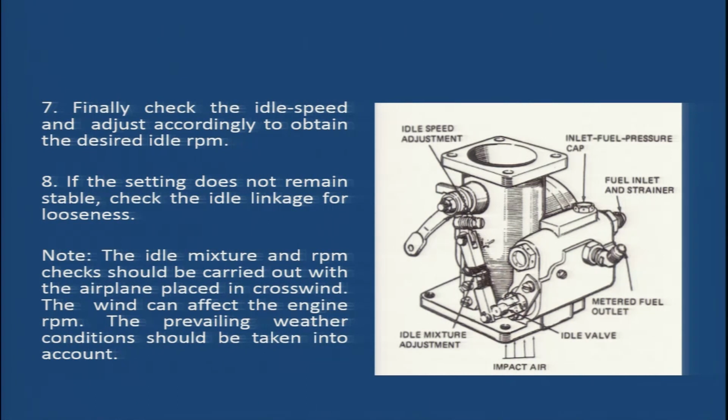In case after doing all this we are still facing any problem, then we also need to see whether the linkages and everything are properly attached and not loose. The idle mixture and RPM checks should be carried out with the airplane placed in the crosswind. So, we need to take some precautions while doing these adjustments in the field. The aircraft should be placed in the crosswind because the wind blowing can affect your engine RPM, and we should also take into account the prevailing weather conditions while doing these adjustments.